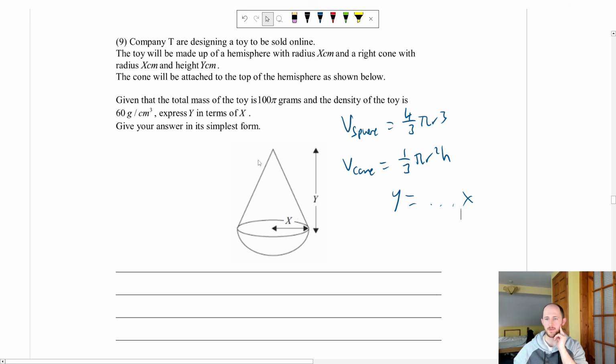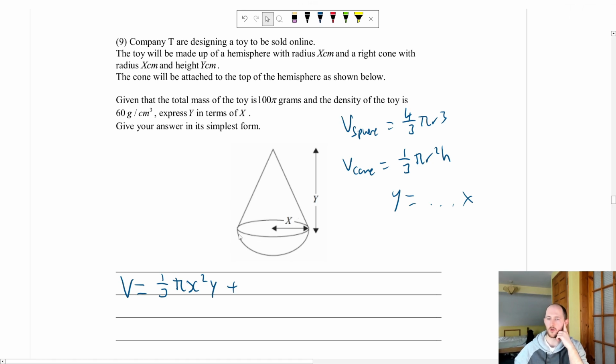But let's take it one step at a time. The volume of this shape is going to be the volume of the cone. Okay, that's nice and easy. 1/3 pi r squared h. What's r in this case? r is x. In fact, I'm going to use the curly x times h, which is y.